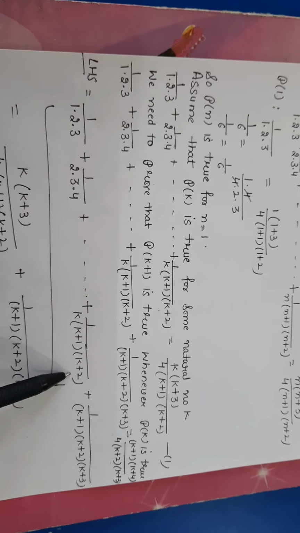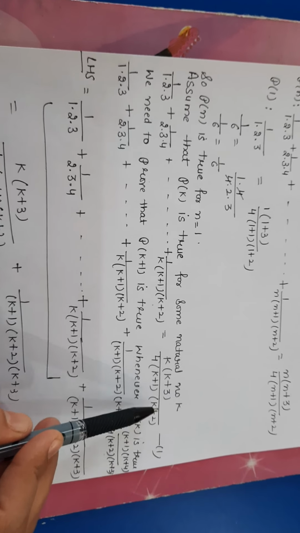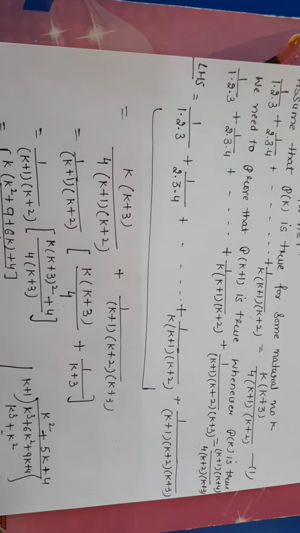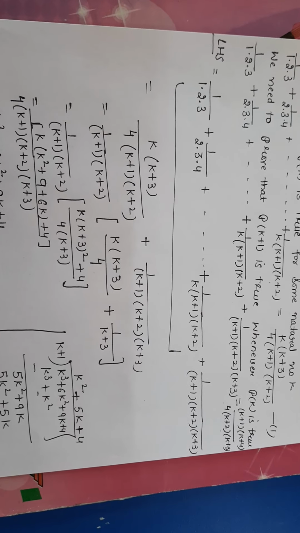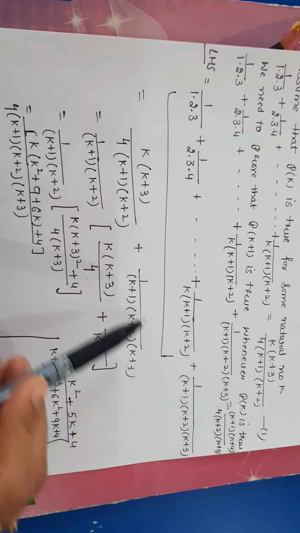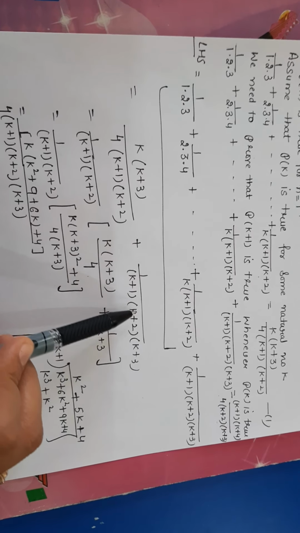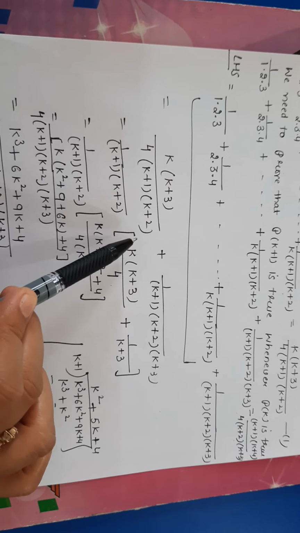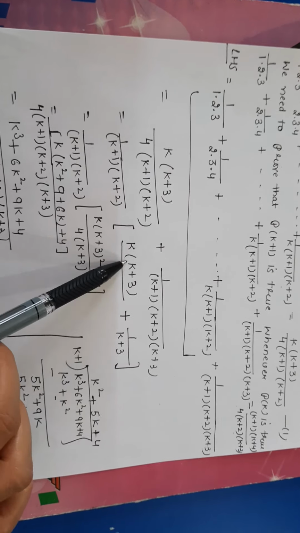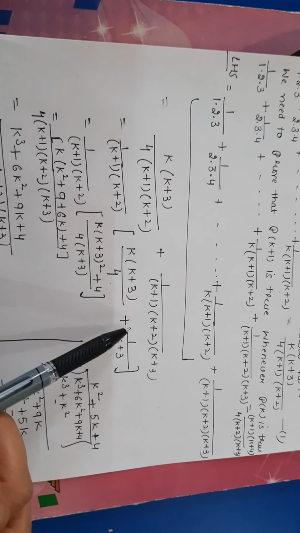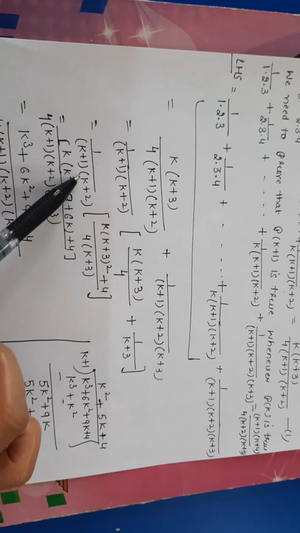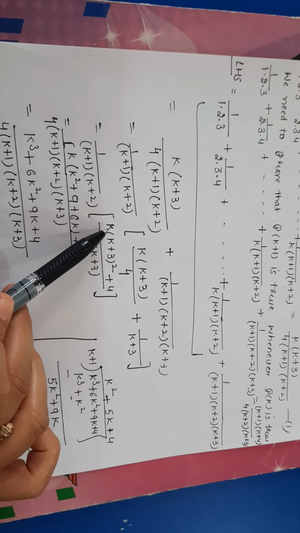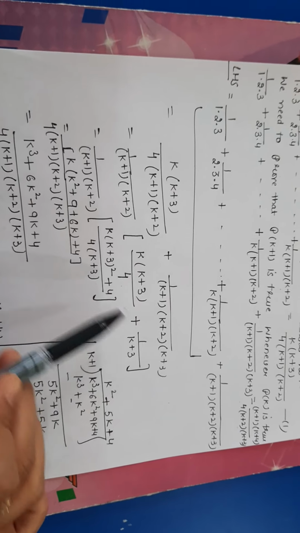Write your left hand side again. Now from equation number 1, the sum of these k terms is k into k plus 3 divided by 4 times k plus 1 into k plus 2, plus your last term as it is. Now from these two terms you can take 1 upon k plus 1 into k plus 2 common. So you are left with k times k plus 3 divided by 4 plus 1 upon k plus 3. Next step, take LCM. LCM is 4 into k plus 3. So here you have k into k plus 3 whole square plus 4.